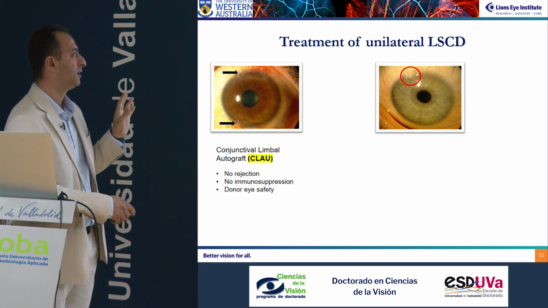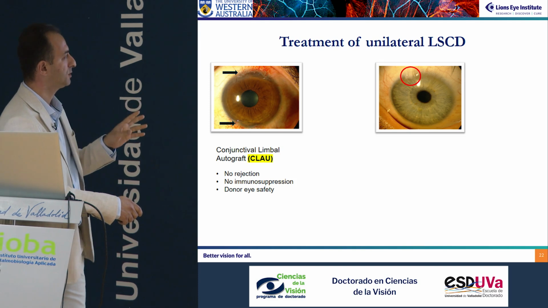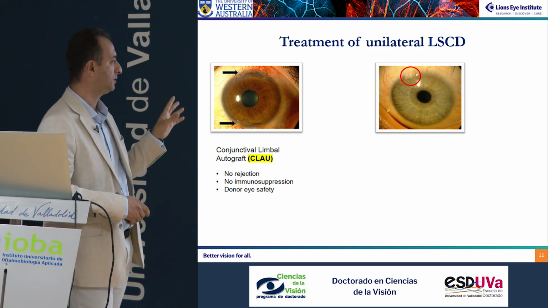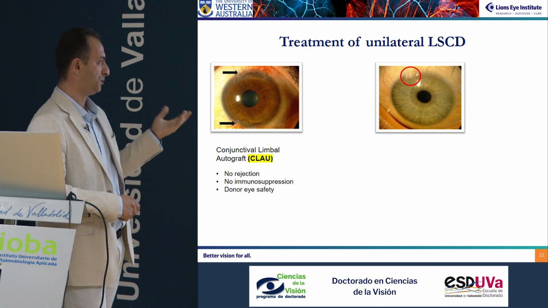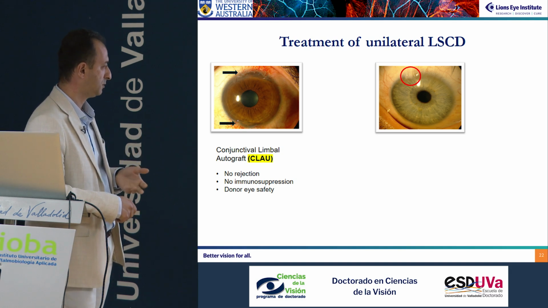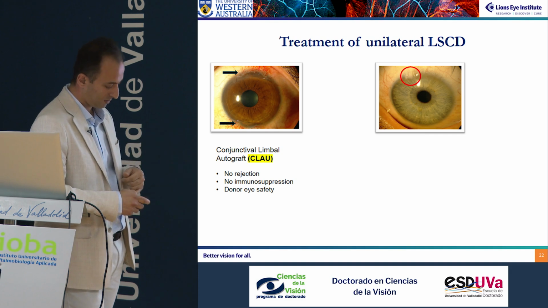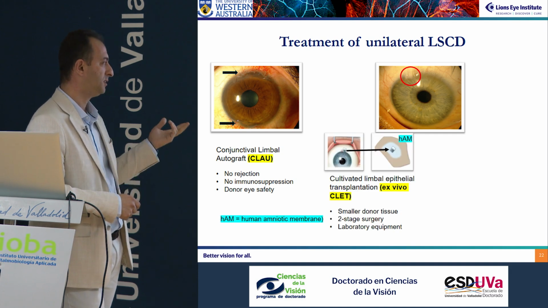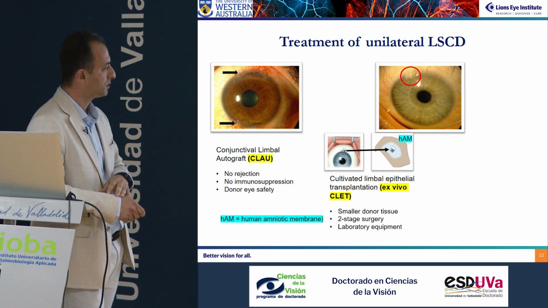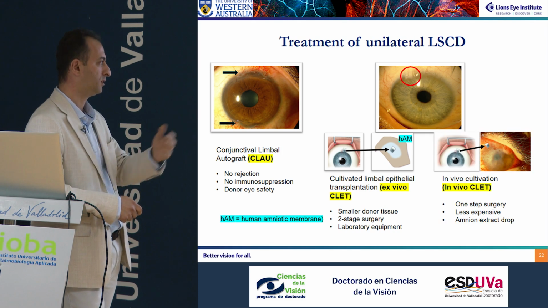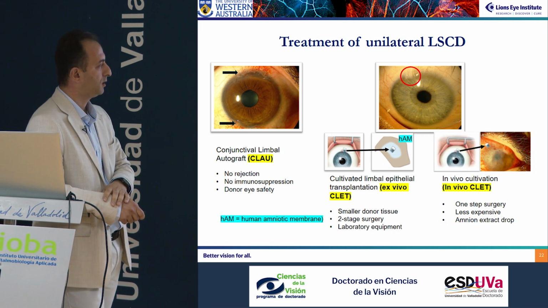So to review all these procedures, for unilateral limbal stem cell deficiency, we have conjunctival limbal autograft, which, because it is an autograft, has no rejection and we don't need immunosuppression. It's safe for the donor eye, but if there's any safety concern, we can do cultivated limbal epithelial transplantation, or ex vivo CLET, or alternatively we can do in vivo CLET.